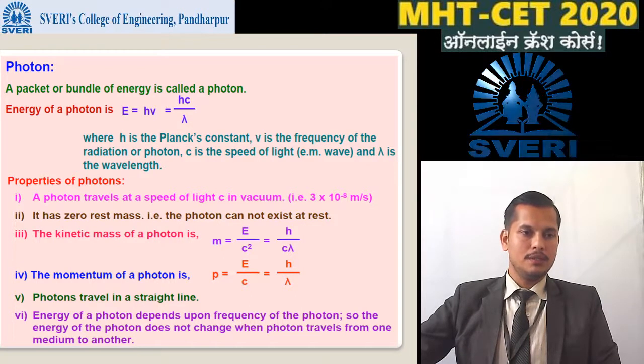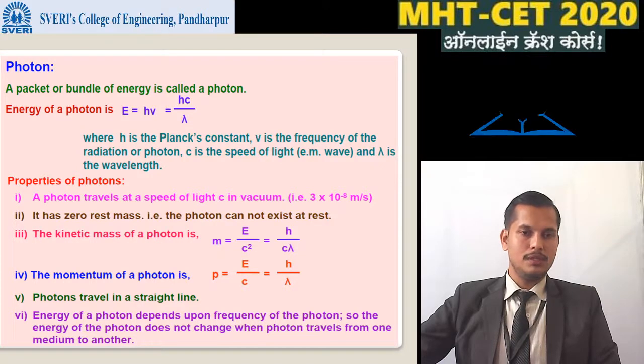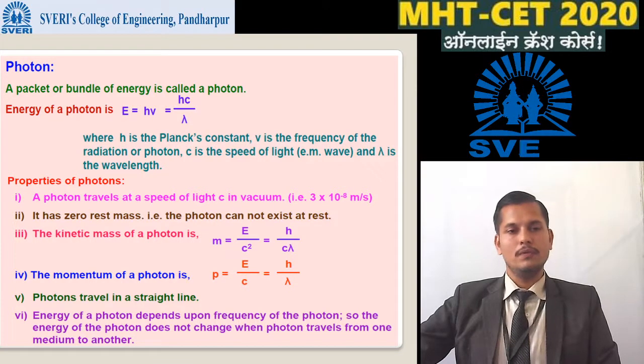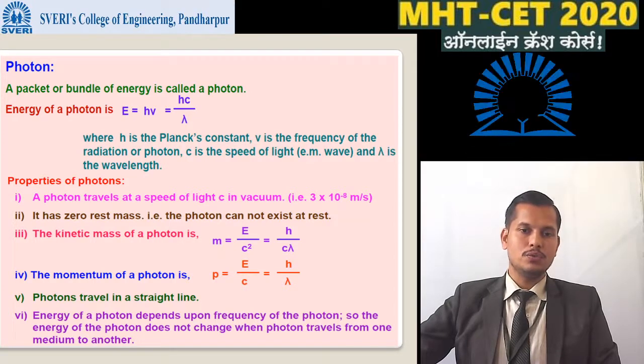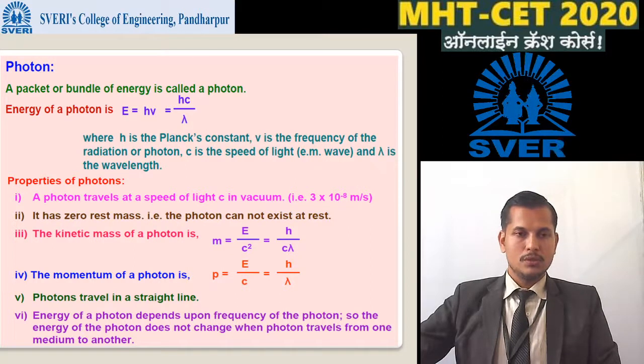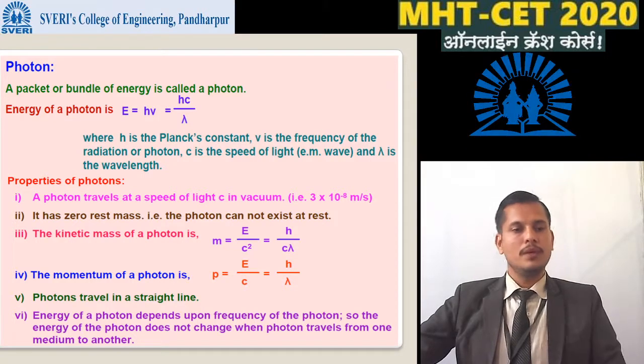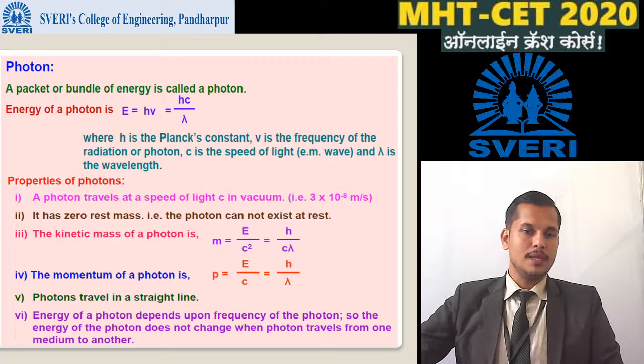Next property, the kinetic mass of a photon, we are writing in terms of m, that is m is equal to E by c square, or h divided by c into lambda. The momentum of a photon is p, that is mv, is equal to E by c or h by lambda. We have to check these terms in our last slides, how we are writing p is equal to h by lambda by comparing two equations, that is E is equal to h nu and E is equal to mc square.